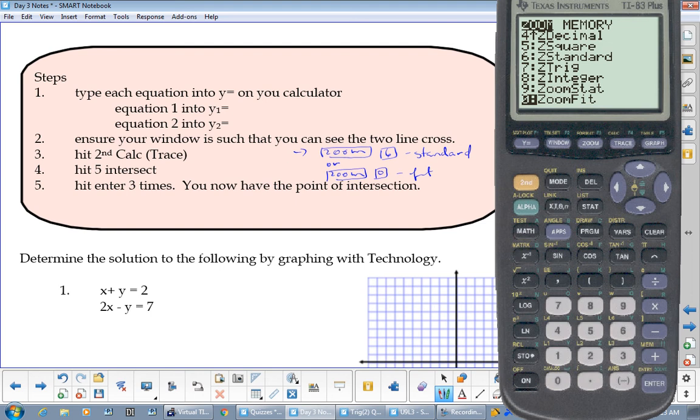Zoom fit: you'll hit zoom standard and you won't see a thing. That means it's not in that window, it's not where you're looking. If you hit zoom fit, it doesn't give you the nicest picture. In fact, 9 times out of 10, it doesn't look good at all, but it'll give you some of the graph, and then you can realize what you need to do with your window settings. So it helps get you close, not perfect, but close.